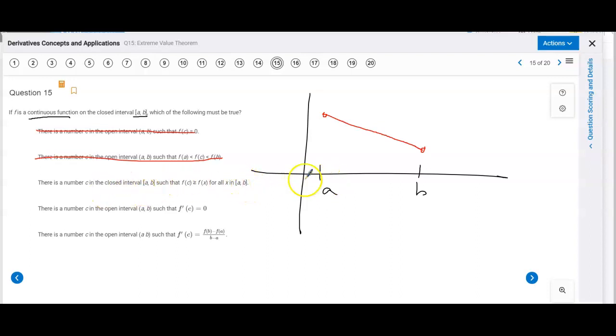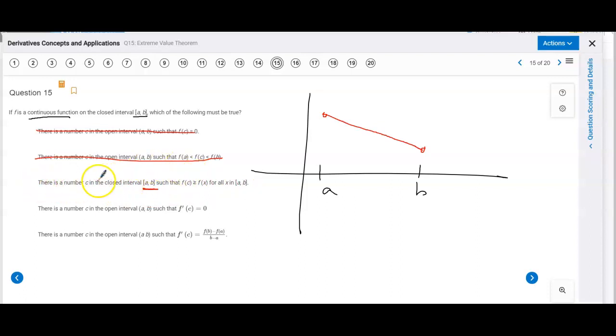Okay, now that one's a little bit tricky. But basically, what this is saying is that somewhere on the interval from a to b, notice the brackets, so that means that c could technically be a or b. Somewhere on that interval, there's a y value that's bigger than every other y value. That's the extreme value theorem.